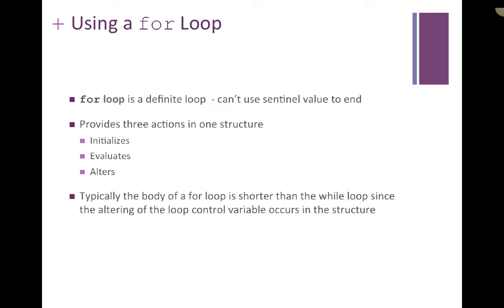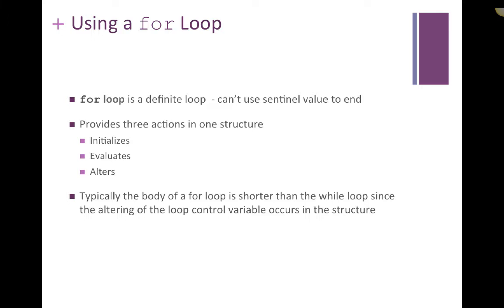Let's look at for loops for a minute. For loops are a definite loop. They cannot use a sentinel value to end. So you'll have to know what that final value is before you start your for loop. It does three actions in one structure. So it initializes the loop control variable, it evaluates it to see if it's true or false, and then it alters it, all inside of that one line.